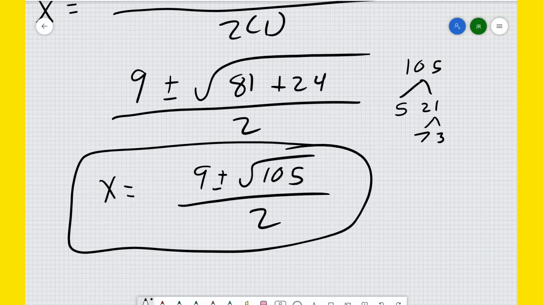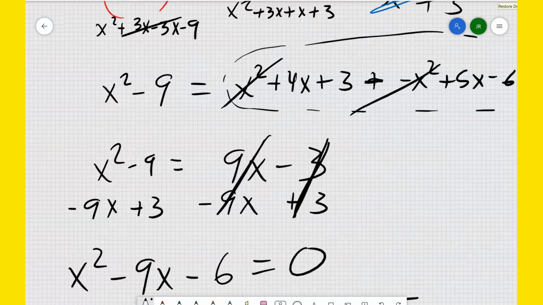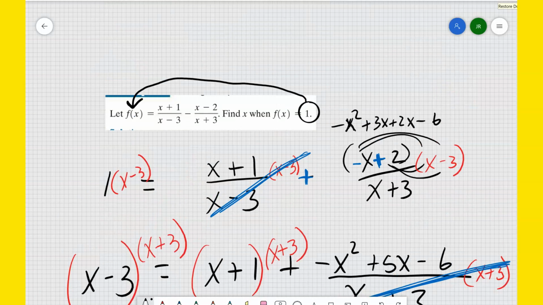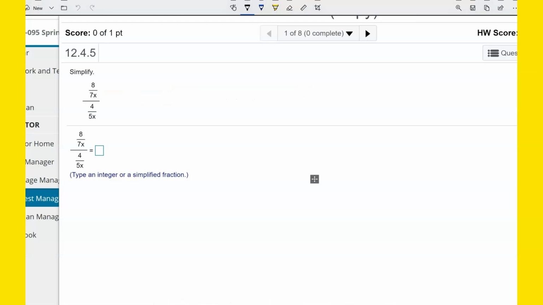Those are my two answers for x. And certainly neither one of those strange irrational numbers will make the original denominator be 0 at all. So that's the answer to this problem. Those are the values of x when the value of that function equals 1. That's all the examples for 12.5. So 12.5 is done. I do want to go back and show you one problem from 12.4.